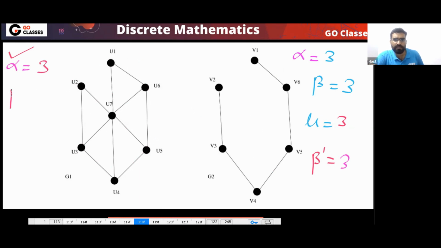And what is beta? If alpha is 3, then what will be beta? That automatically will be 4. Okay, and what will be the matching? What is the matching number?